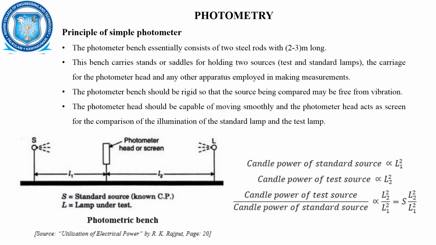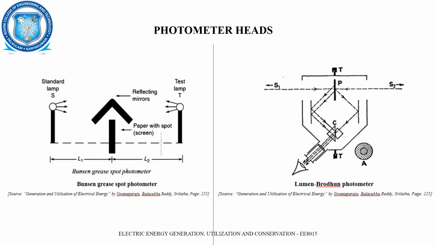This is the principle of photometric operation. Next, let us see about the photometer head. That is how the opaque screen is present, how the lightings will be falling on it, how the comparisons are made, and in what procedure the photometric bench is getting activated.